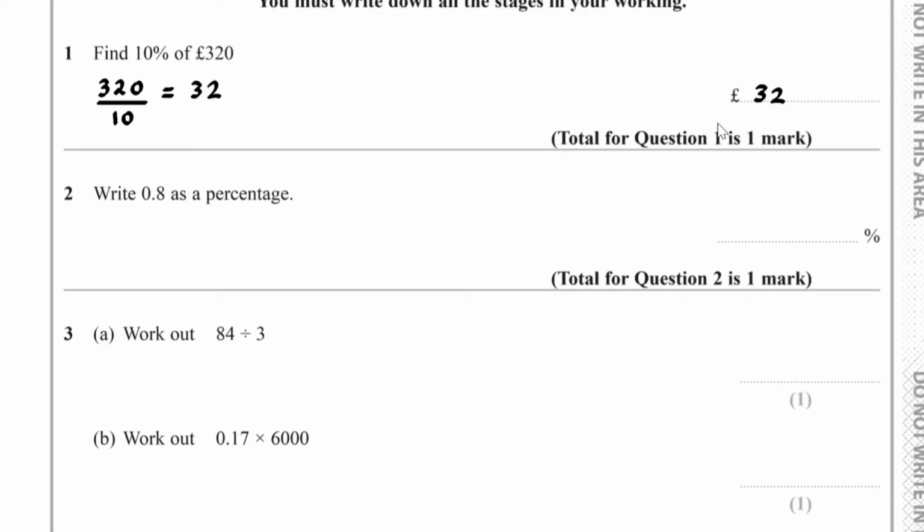Question number 2, we have to write 0.8 as a percentage. Well, if we were to convert a decimal to a percentage, we would have to multiply by 100. So 0.8 multiplied by 100 would give us 80. 0.8 is the same as 80%.